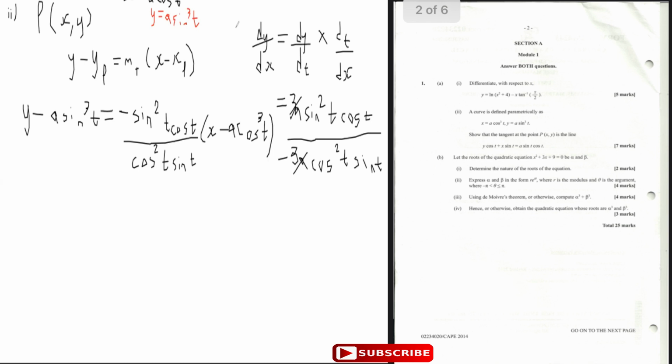Now, before we go any further, as we can see, cos t is going to cancel out the square right here, and then sine t is going to cancel the square right here. So really and truly, we have minus sine t over cos t. So we can multiply through by cos t. We're going to multiply this equation by cos t. By multiplying by the cosine of t, what we're going to get is y times cos t, y cos t.